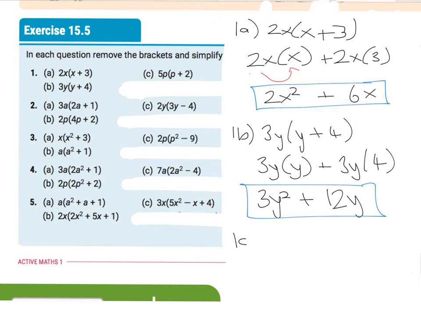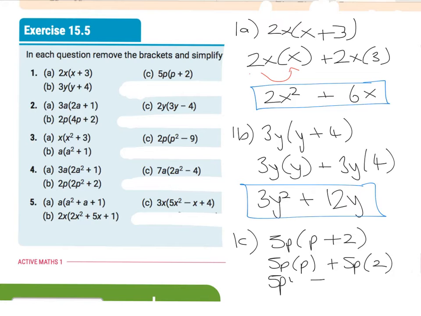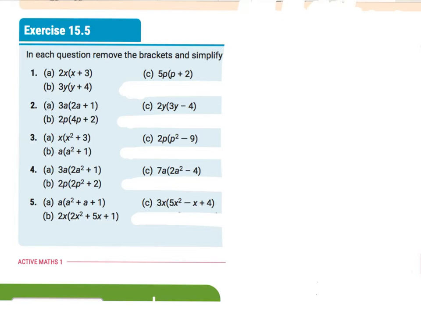1 part C, 5p outside, p plus 2 inside. So the 5p has to be multiplied by the p, and the 5p has to be multiplied by the 2. We end up with 5p squared plus 10p. And that's our answer for 1. Okay, so that's question 1. Okay, question 2 then.